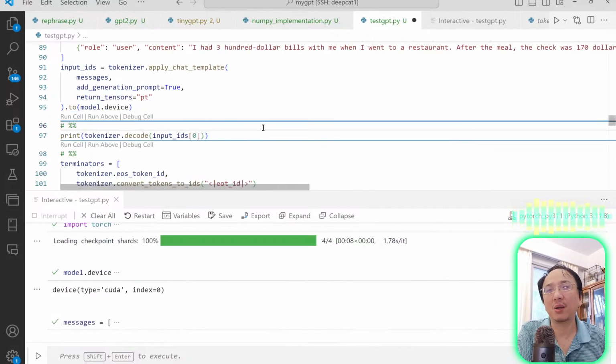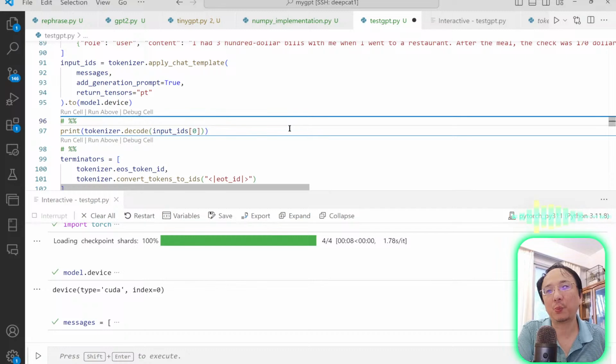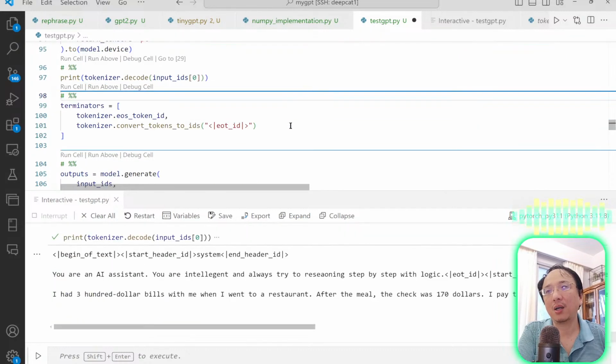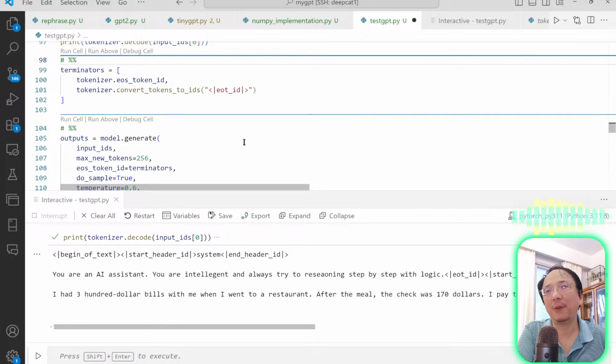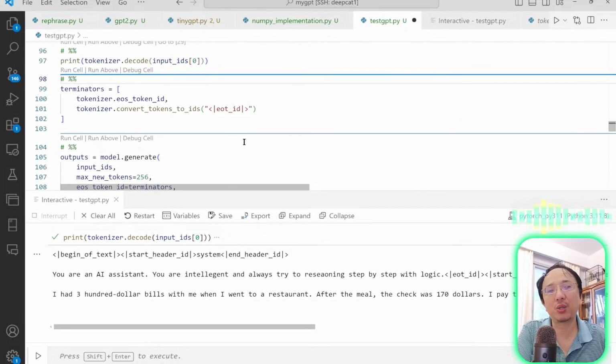So it is not illegal to pay the bill with $300 bills, and I think the clerk will still give you a change like $130. But this is a trick question, so we can still see what happens. Okay, so let's run the models, and we have some terminators right here to let the model know when to end the generation.